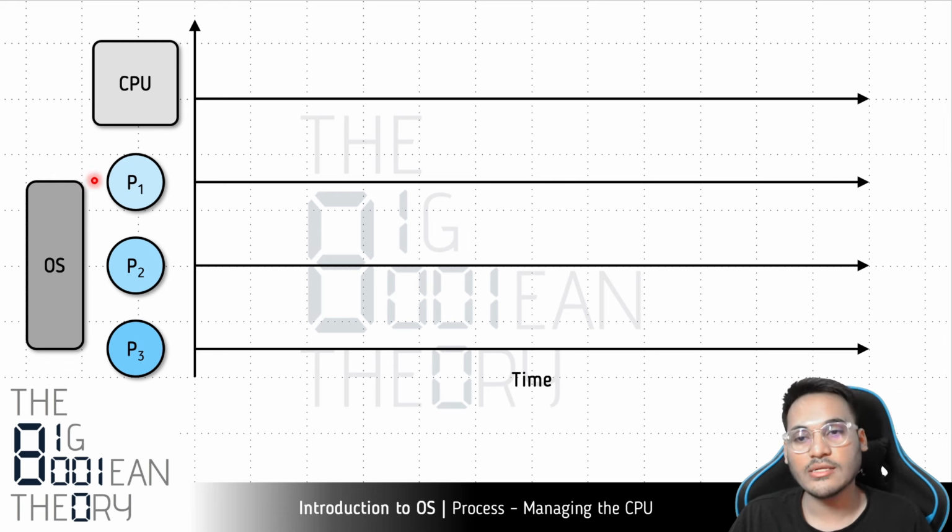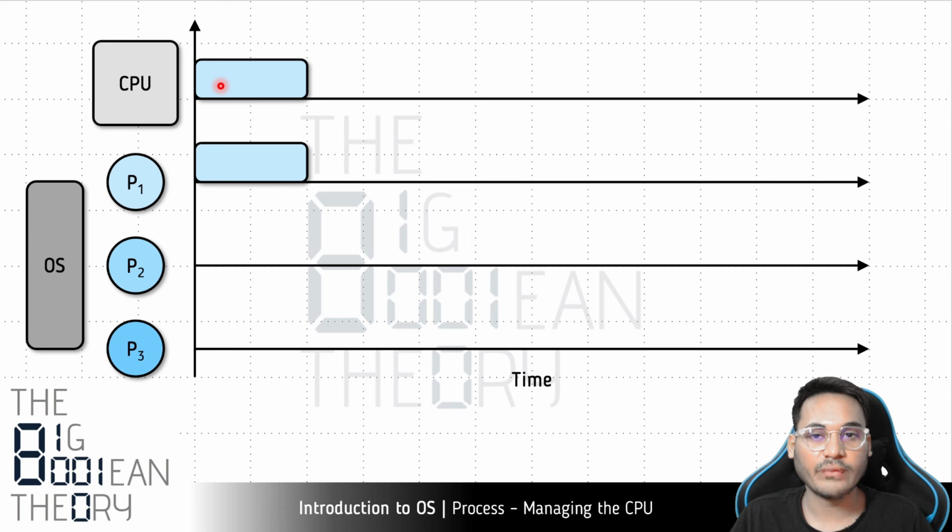So first of all, it has to make a selection between all the processes that are there, P1, P2 and P3. It has to make a selection as to which process the CPU should be assigned. So let us assume the operating system selects P1 on some criteria, and it allows the process to run on the CPU for some amount of time. After it has executed some instructions, now the operating system has to pause this process and make another selection.